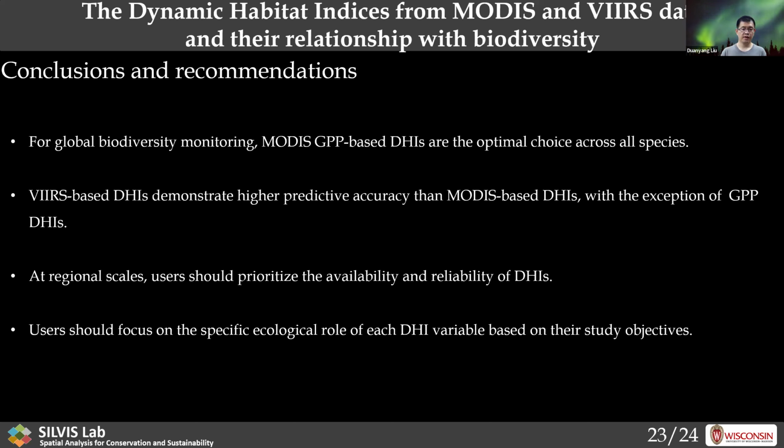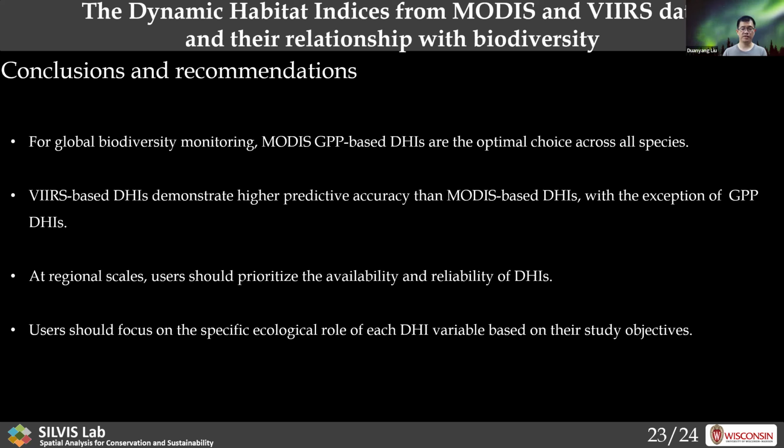At a regional scale, the user should consider the availability and reliability of the DHI. For example, in places with low vegetation cover, such as the Sahara Desert, the Xinjiang Plateau, or Greenland, the EVI and NDVI-based DHI are the only available options.